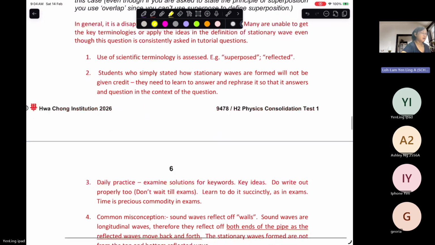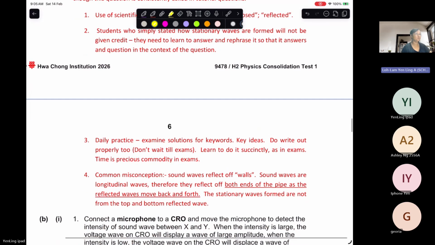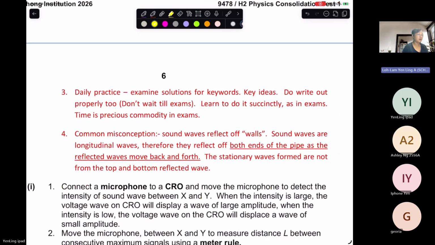And then for those who simply, like I said earlier on, it's not just memorizing of stationary wave and how it is formed. You need to bring it into the context. Those who just re-quote the definition of a stationary wave in the context of these kinds of questions usually do not get any credit. So key idea, I already said, daily practice. Please try to use the keywords, and when you look at the solutions that are given to you, mark up those keywords. Okay, I think that is very important.